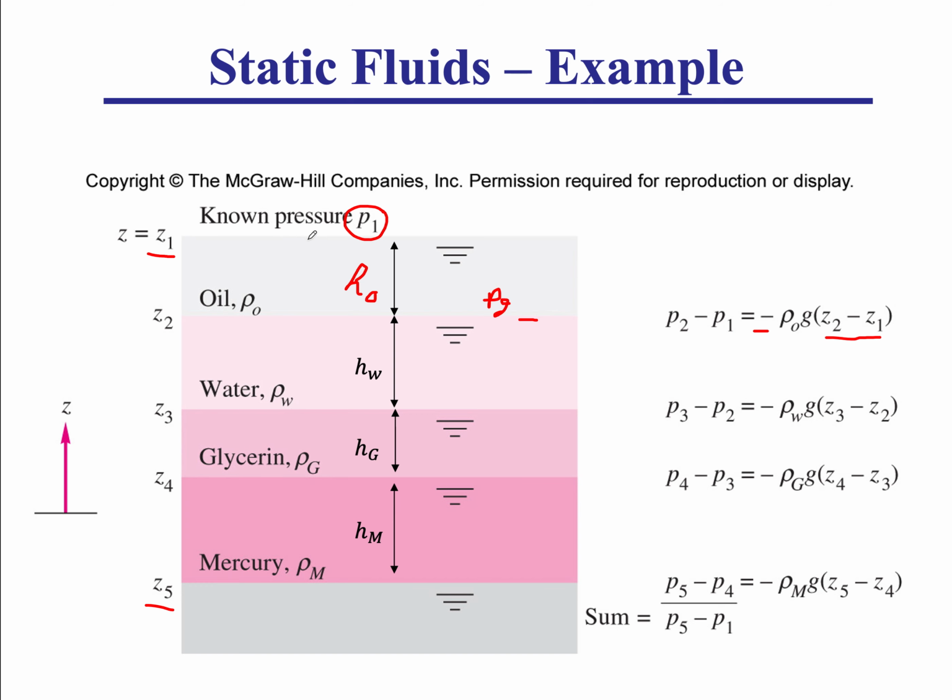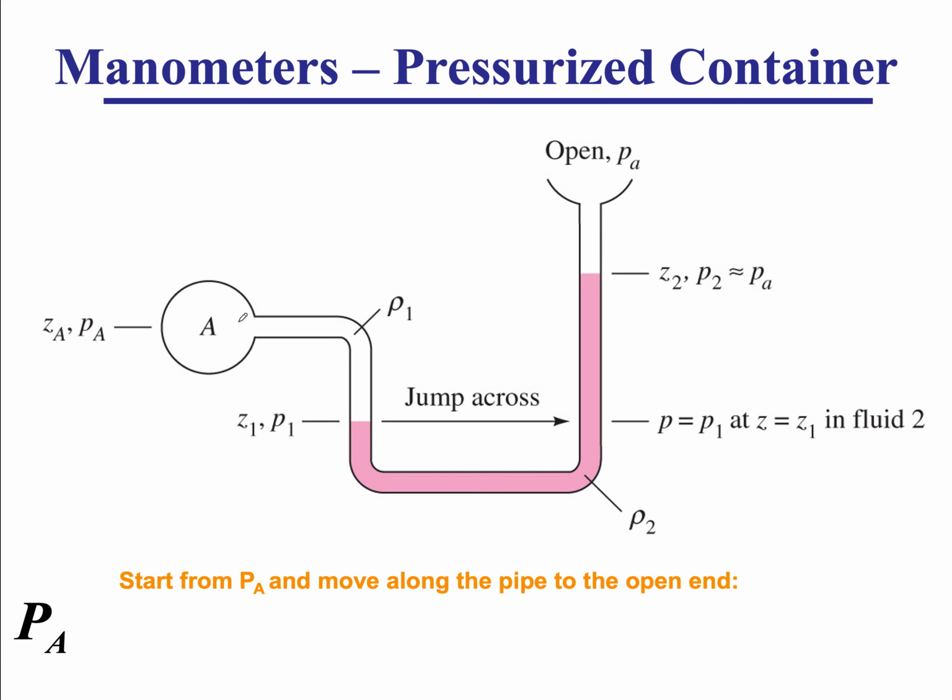So you'll say the pressure P2 is P1 plus rho oil times g times h oil, and the pressure P3 is the pressure P2, which we've already computed, plus rho of water times h of water times g, and you keep adding those rho g times h for each layer of fluid. You sum them all up from the top to bottom, and you get the difference between the pressure at level 1 and level 5.